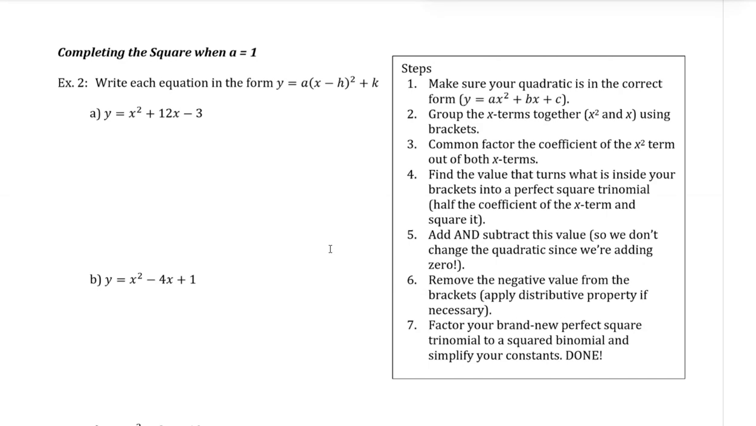So why are the ones we're doing today easier? Because A is 1, A is the coefficient out front. When that's a number like 2 or 3 or −4, there's a couple of extra steps. But for this, we're just going to do the simple ones.